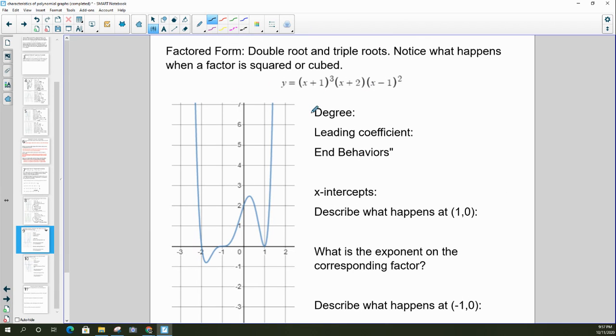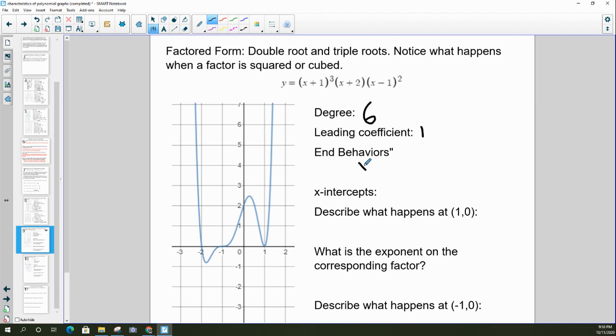All right, so on this one, we got factored form, (x + 1) cubed times (x + 2) times (x − 1) squared. So I really want to pay attention to what's going on, okay, at the x-intercepts for these particular factors that are cubed and squared. All right, so what's the degree? So we add the exponents, 3, 1, 2, that's a degree of 6. That's even, which matches my end behaviors going the same direction. My leading coefficient is 1, it's positive, so both end behaviors are up.